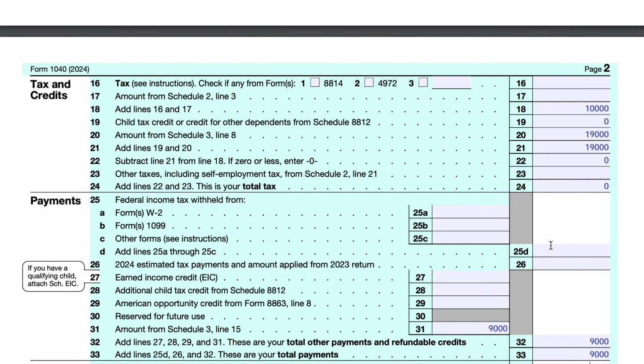The part 2 of Schedule 3, we're going to put it into the payments section. So tax and credits, all of these reduce your taxes down to 0, but not below. And then all of the payments, consider any of the refundable credits as if it's a payment in itself.